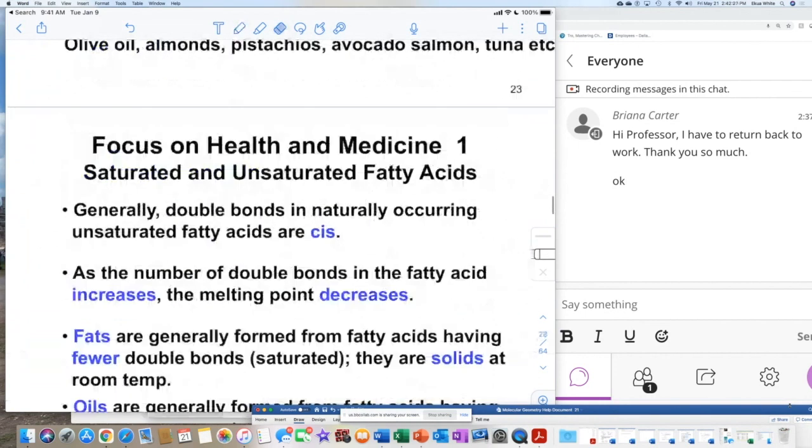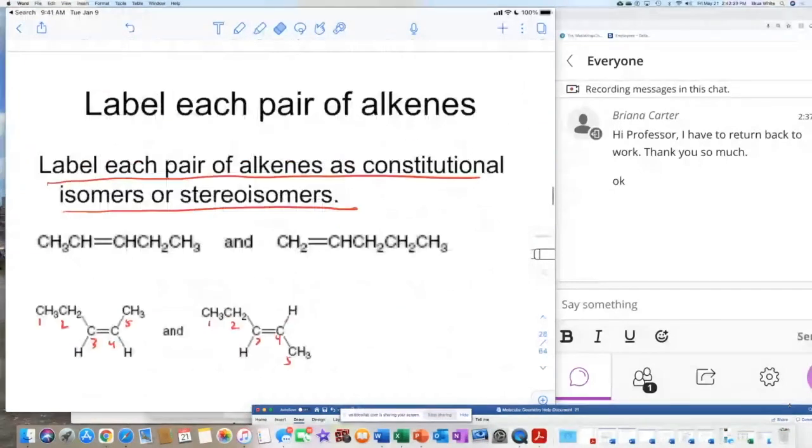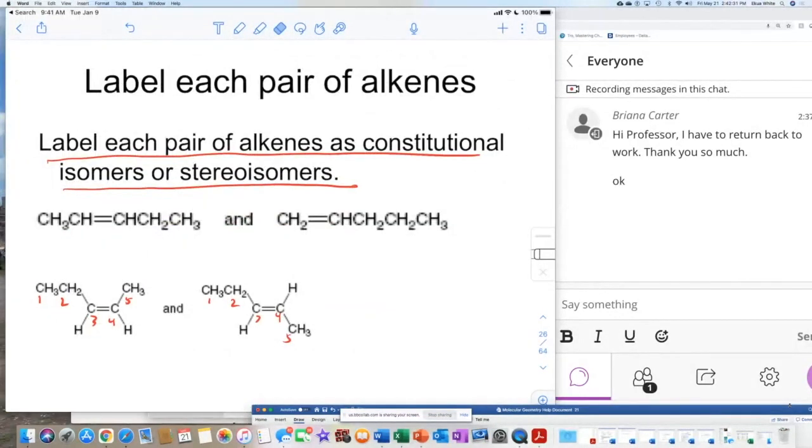Okay. Oops, I pressed something here. I got too excited. Hold on. Okay, with these two on the same side, this is definitely a cis and trans version of the same molecule. So these are stereoisomers.